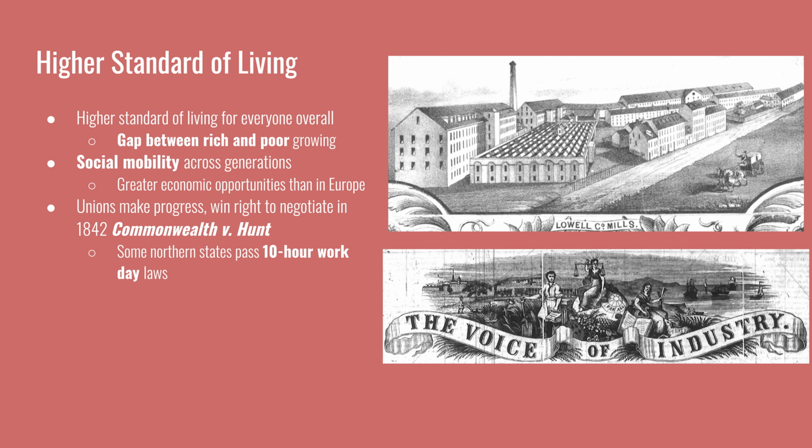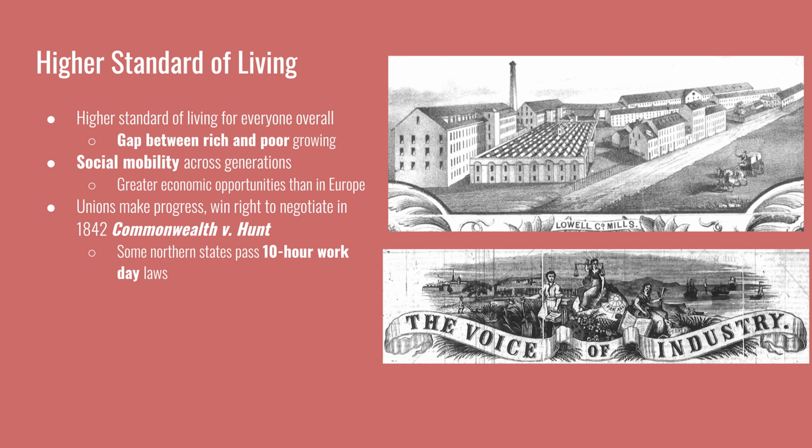The industrialization process that was happening in the US was dependent on a labor force willing to work for generally low wages, and that was more than could be found in some European countries at the time. Labor unions make some progress and win the right to negotiate collective bargaining agreement contracts in the Supreme Court case Commonwealth versus Hunt. Later on, there is progress in achieving a 10-hour workday through individual state laws.